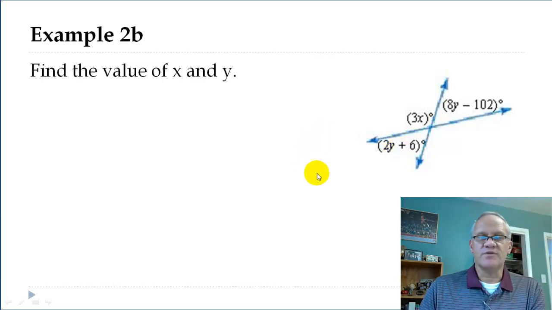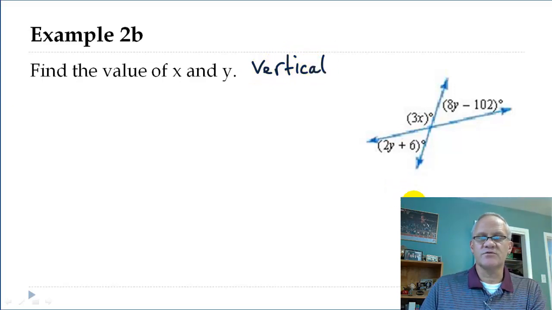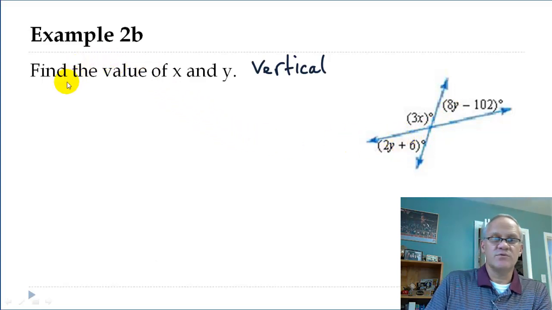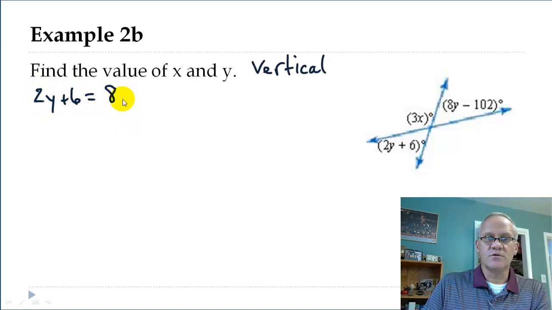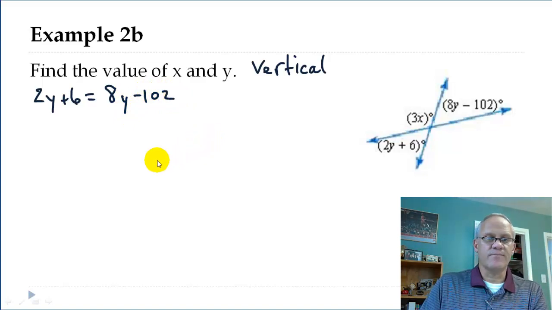All right, well, the other thing that we can look for here is, remember we talked about vertical angles. Remember vertical angles? They're the angles that are straight across from each other, and they're supposed to be equal, right? So look at 2y plus 6 and 8y minus 102. Hey, guess what? They both have y's, and we know that they have to be equal to each other. So what we can do is 2y plus 6 has to equal 8y minus 102. That's our equation. All right, now we just solve that.